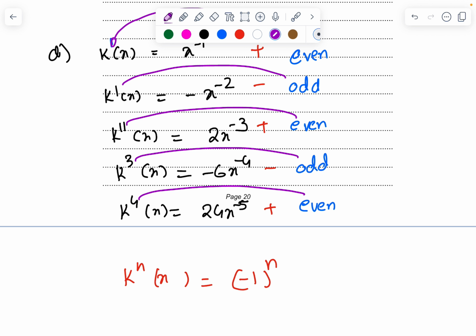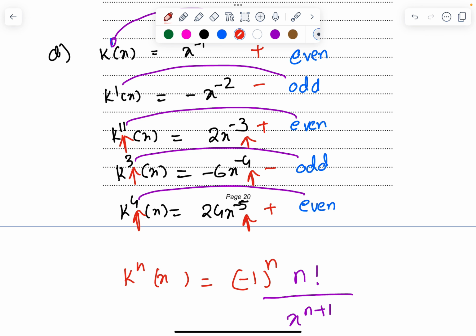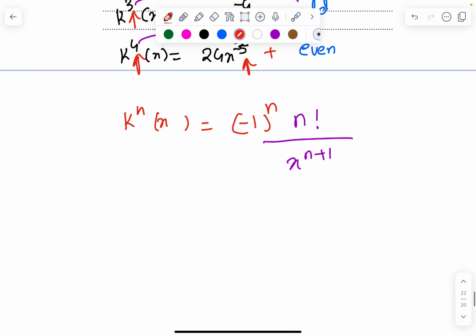So minus 1 whole to the power of n, and it's going to be n factorial divided by x power n plus 1. Why x power n plus 1? You can see that if it is 4, then the power is 5. If it is 3, the power is 4. If it is 2, it is going to be 3. And if it is 1, it is 2. So it is always 1 more. So that's going to be the formula.